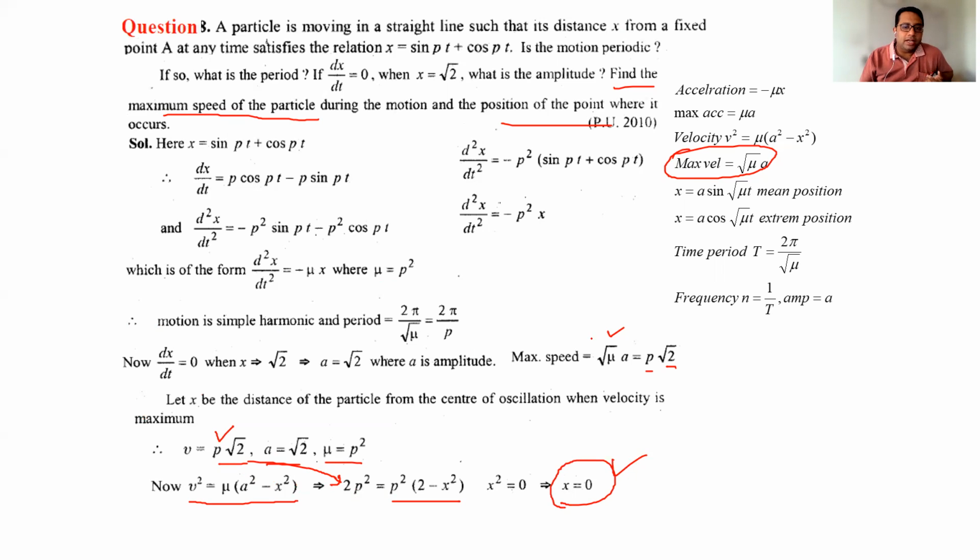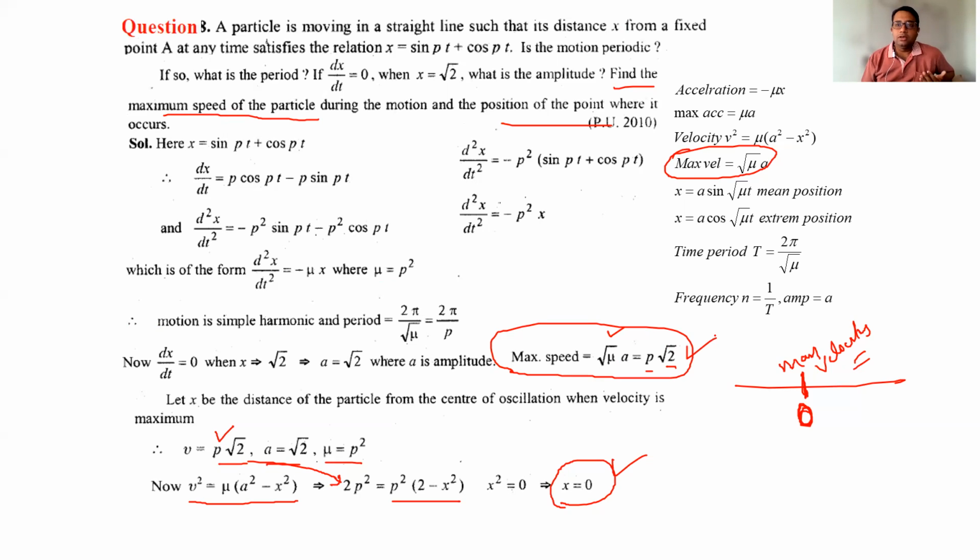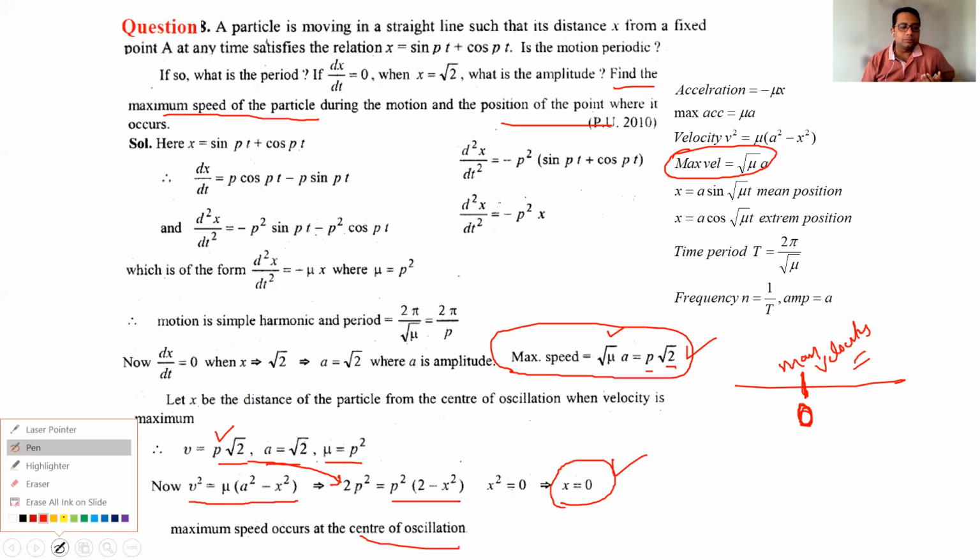Otherwise, you can also say it directly, because we know that maximum speed in a simple harmonic motion occurs only at the mean position. In video lecture 1, it is discussed in detail that at this position the speed of the particle is maximum. So you can directly claim that the maximum velocity occurs at the center of oscillation, or the mean position.